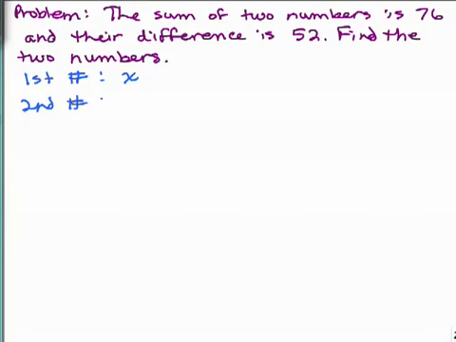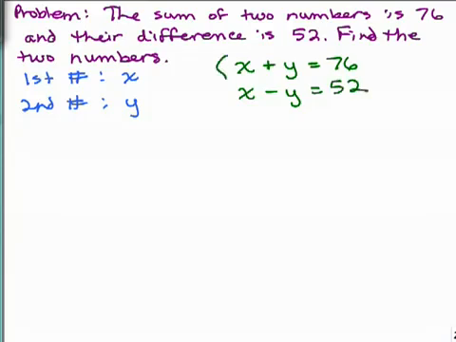What variables you use. All right, so we've got 2 things it tells us. The sum of the 2 numbers is 76. Okay. Well, that means add them up. It says the difference is 52. So there's our system. X minus y equals 52.